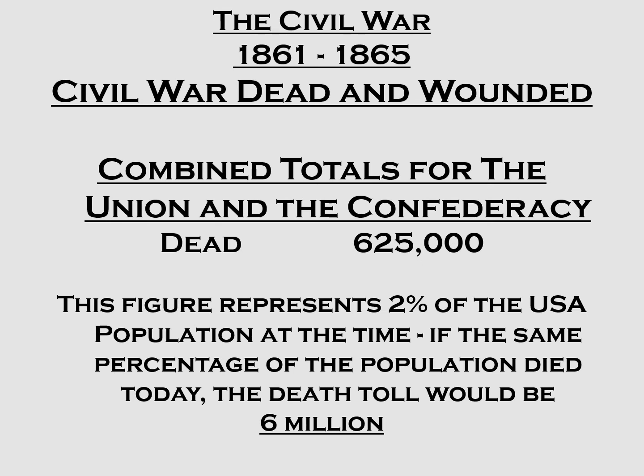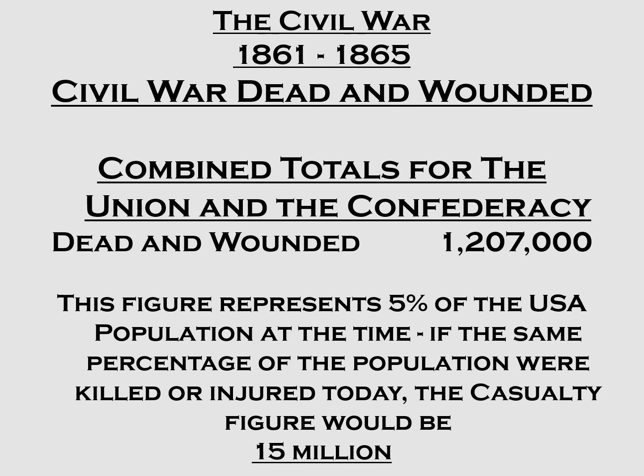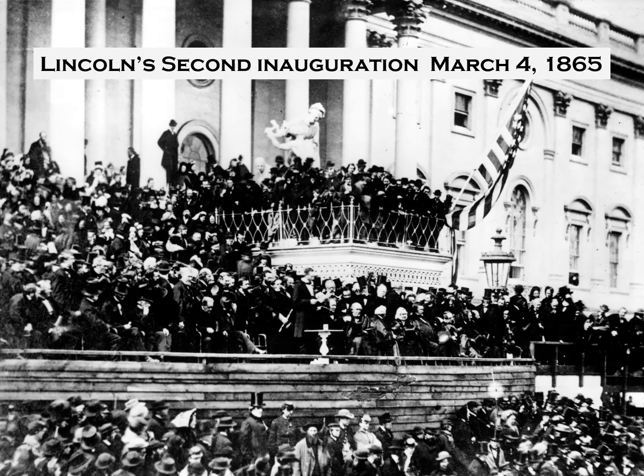The combined death toll for the Union and Confederacy represented about 2% of the U.S. population at the time. In today's population, that would be a total of 6 million. And if you take the dead and wounded, it was about 1.2 million dead and wounded for both sides during the Civil War. If you took a percentage of the population today that represents, which is 5%, the toll would be in the millions.